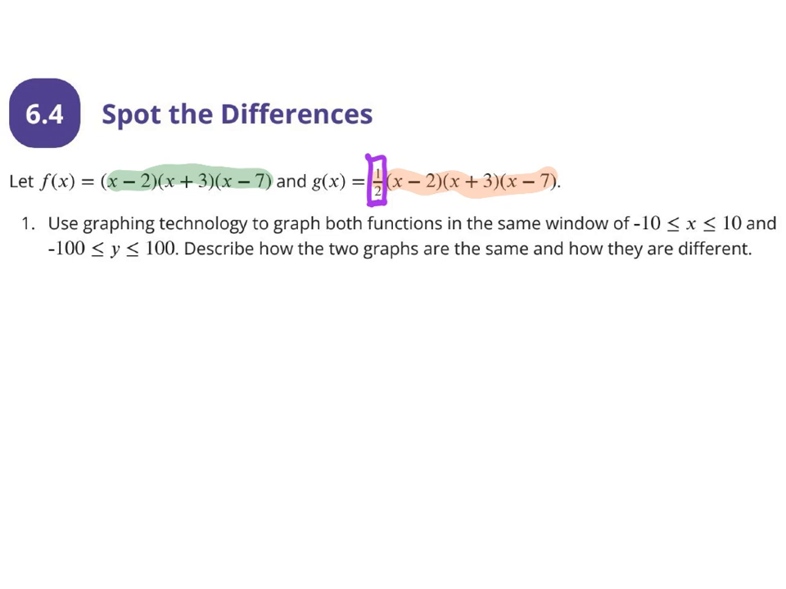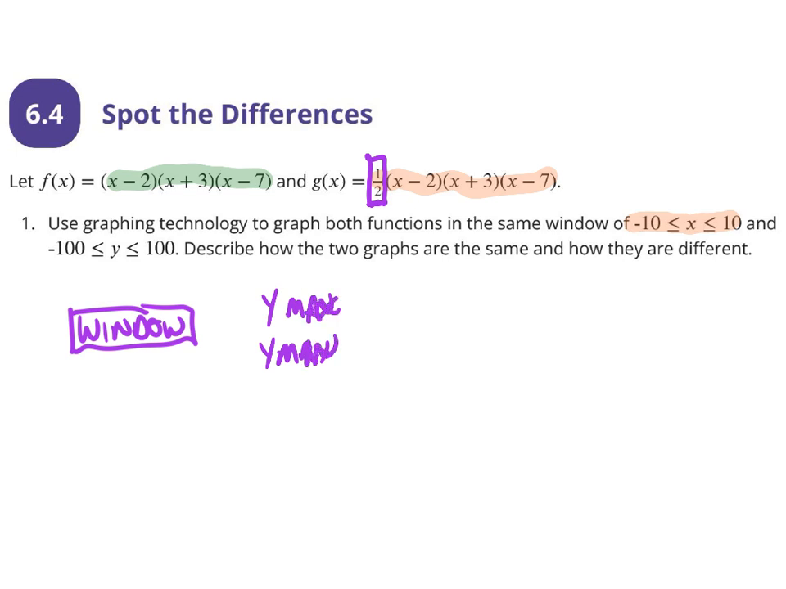So now let's look at this. Using graphing technology to graph both functions in the same window, this is the standard setup when you turn your calculator on. Now to get into the window menu, you have to hit the window button. At the top of the calculator, there's a button that says window. You're going to hit that button, and what's going to pop up? Y min, Y max, or it might be max and min. Max might be on top, min might come second.